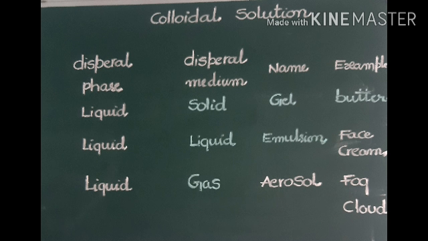And third one is dispersal phase liquid, dispersal medium gas, and type of the colloidal substance is aerosol, and examples are fog and cloud. These are the best examples.